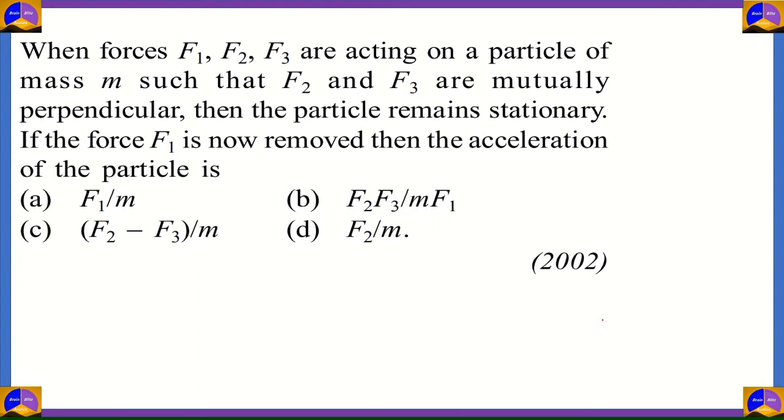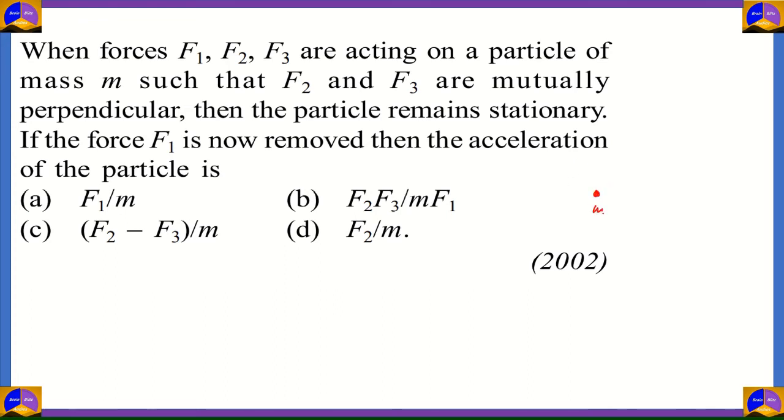When forces F1, F2, and F3 are acting on a particle of mass m such that F2 and F3 are mutually perpendicular, then the particle remains stationary. If the force F1 is now removed, then the acceleration of the particle is one of the four options. So let's look at an illustration of what the question actually says.